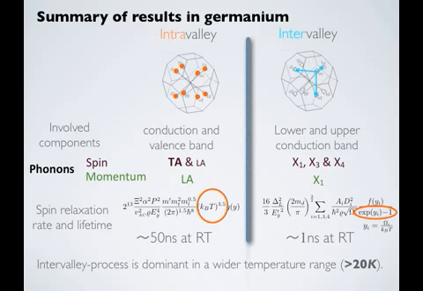Remember, in silicon, the intervalley scattering becomes important if the temperature is above 50 Kelvin. Here in germanium, this mechanism starts being dominant from a lower temperature of just 20 Kelvin. And this can be understood by considering the lower energy of the X1 phonons of germanium, which is about half of the energy of the sigma-1 phonons in silicon. Another reason is that the T to the 7/2 dependence of intravalley spin relaxation is even weaker at lower temperature.